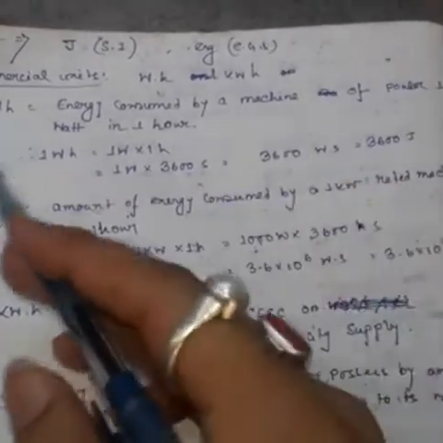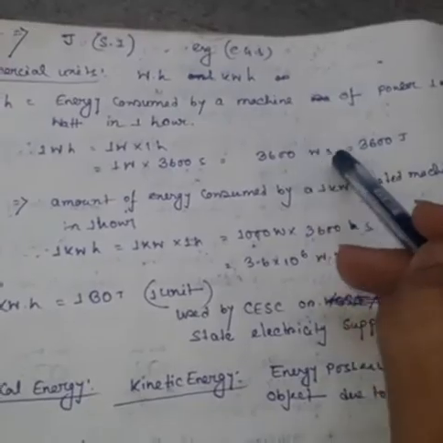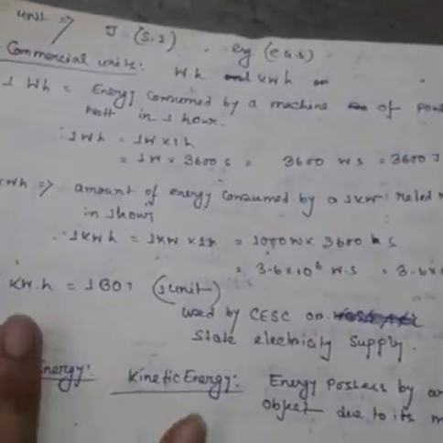So as I just mentioned, the watt into second is joule, and that is the equation: joule is watt into second. So watt into second can be written as joule. Now what is kilowatt hour?